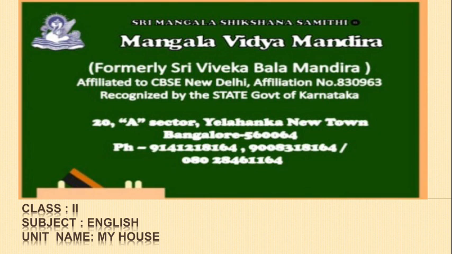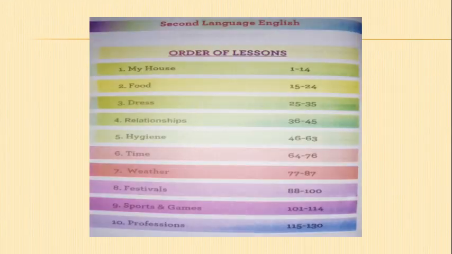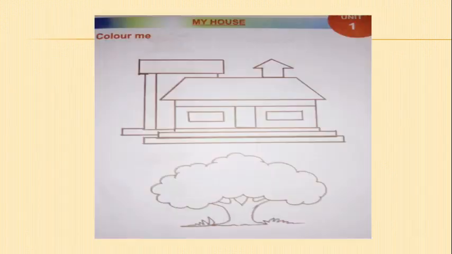Now we shall go through the syllabus that we learned in English language this academic year. My house, food, dress, relationships, hygiene, time, weather, festivals, sports and games, professions. Children, the first lesson is my house.